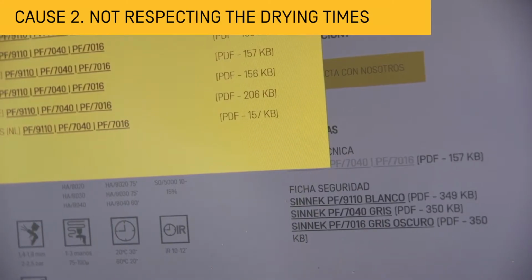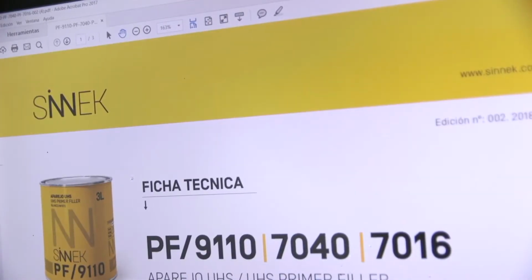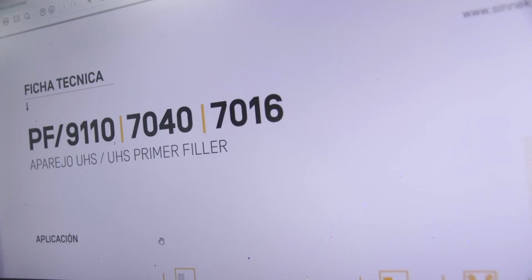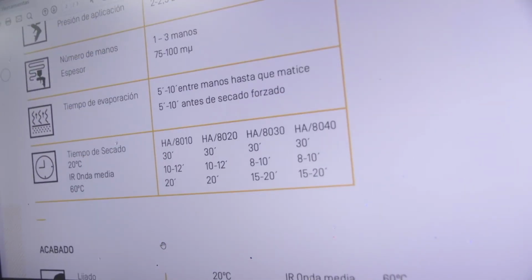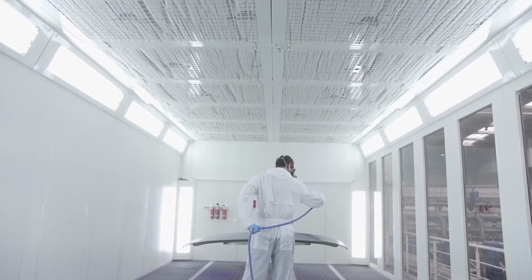To prevent the appearance of popping, it's necessary to respect the drying times established in the product's technical datasheet. We must avoid the temptation to try and shorten drying times in order to be more productive.